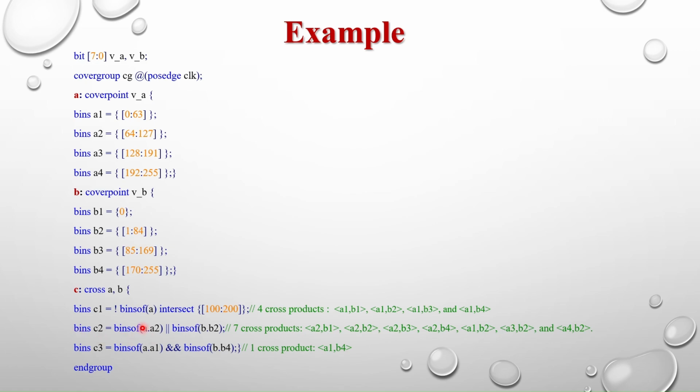What is C2? Bin C2 is equal to bins of A dot A2 or bins of B dot B2. So here we have a coverage point bin. This is a coverage point, and if you write it like this, it's a coverage point bin. Here we are selecting the coverage point A, and in that coverage point A, we are selecting only A2. Okay, bins of A dot A2, and here bins of B dot B2. In the coverage point B, we are selecting B2, and here we have the OR operator.